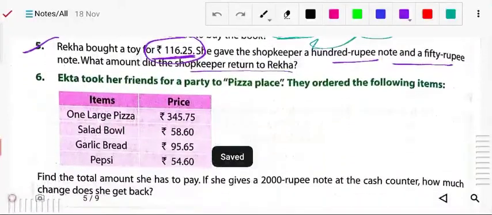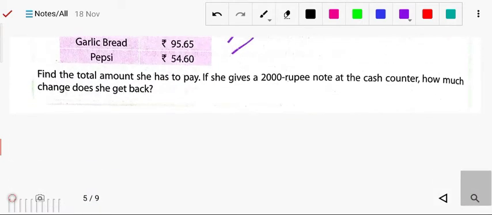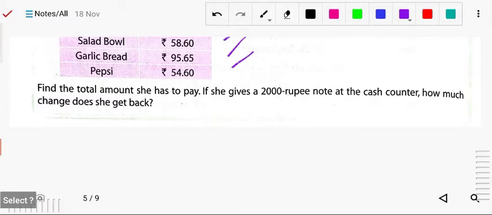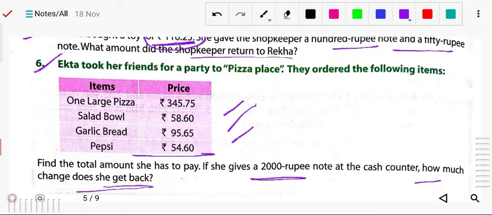Next question number 6. Ekta took her friend to a pizza place for a party. They ordered the following items. So these are the items she ordered. Now we have to find the total amount she pays. If she has given a 2000 rupees note at the cash counter, how much amount will she get returned? So first of all we will get the total amount, total amount means total paid. So first of all we will add all of these four values. So that will be the total amount paid.